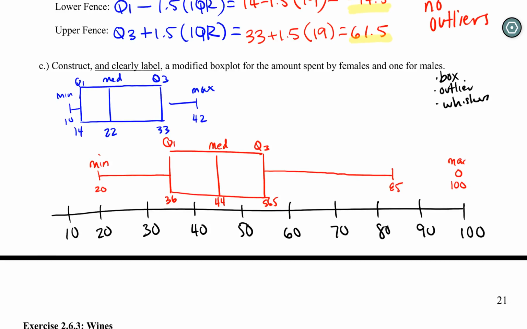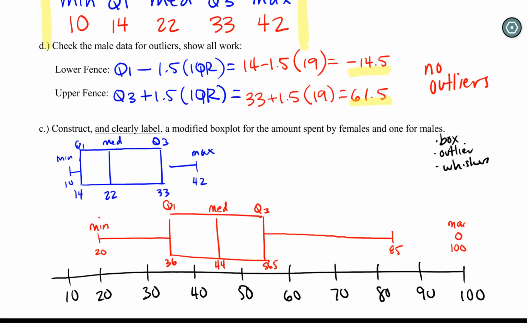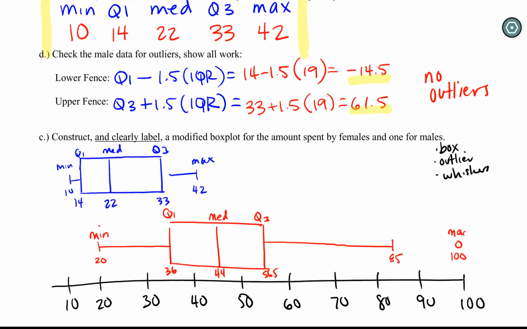So I'll go ahead and do 2.6.3 and any other exercises for 2.6 in a second video so we can break this up a little bit.